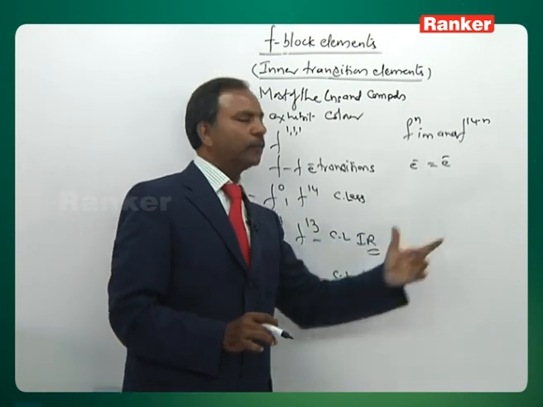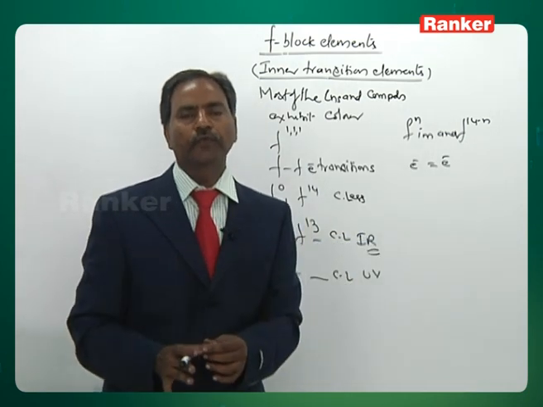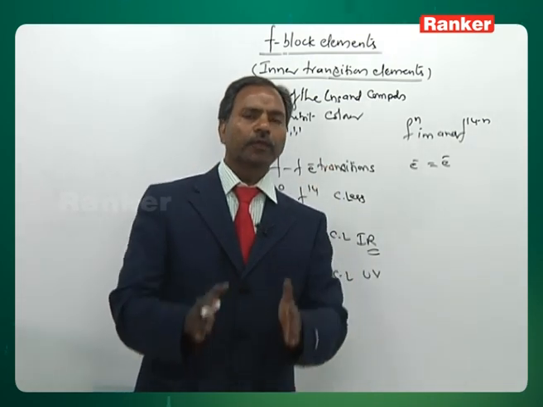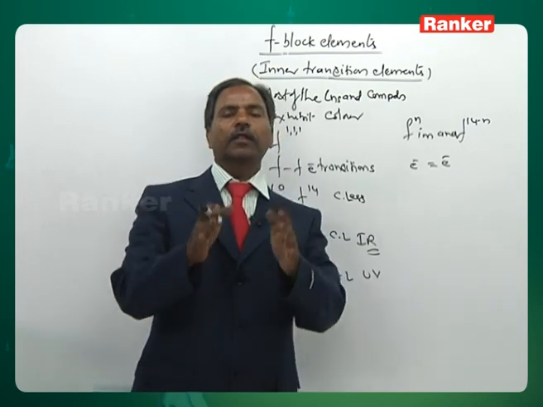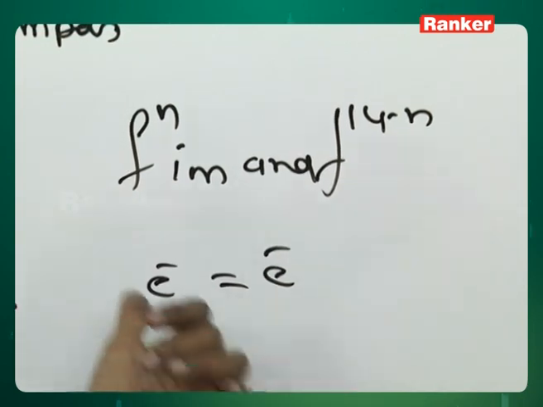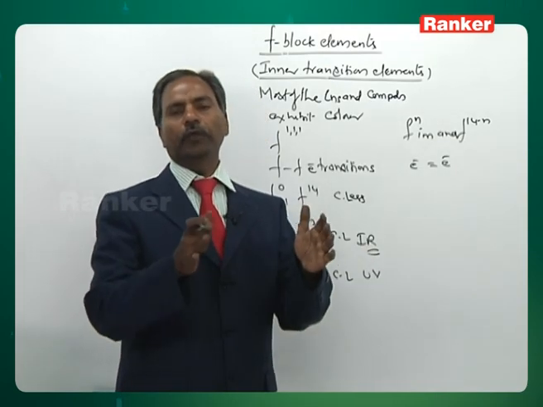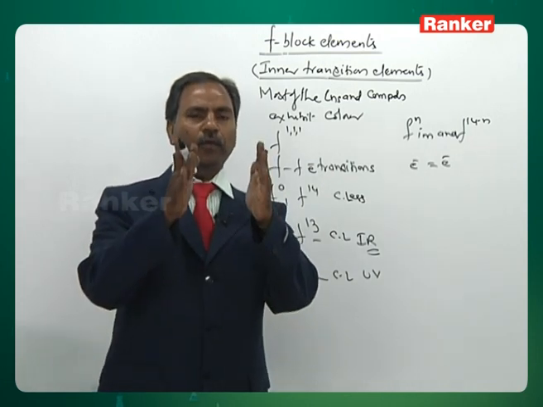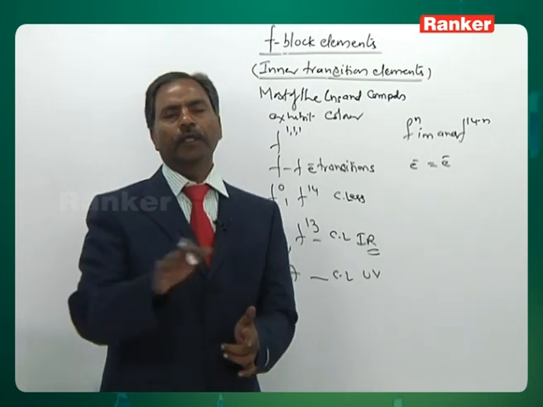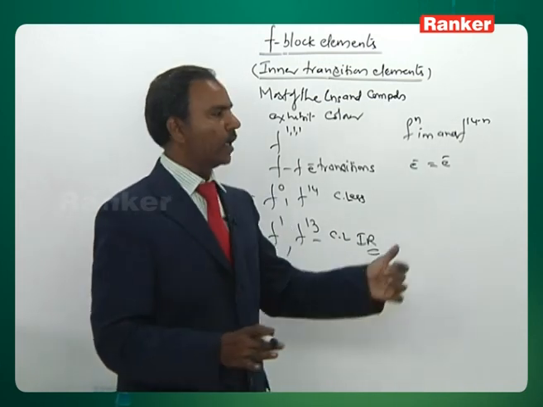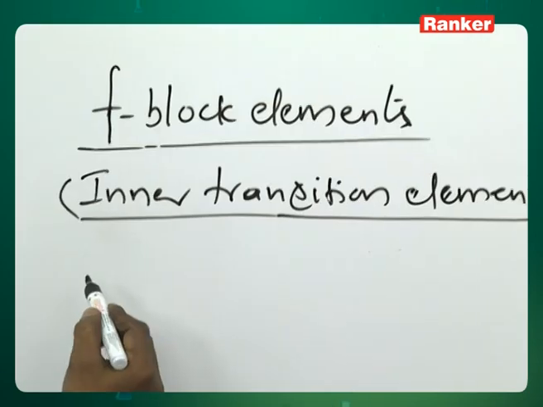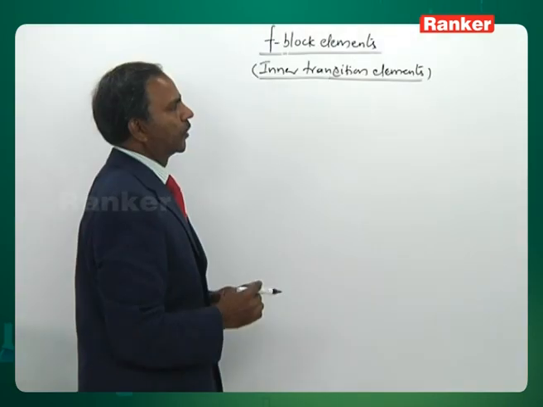Now let me show you a table here. All the 14 lanthanides we can make into 7 pairs. All these 7 pairs are carrying the same number of unpaired electrons, and their color is also found to be more or less identical. Once the unpaired electrons are the same, their color is also found to be identical. Let me make a table of all the 14 lanthanides in 7 pairs.